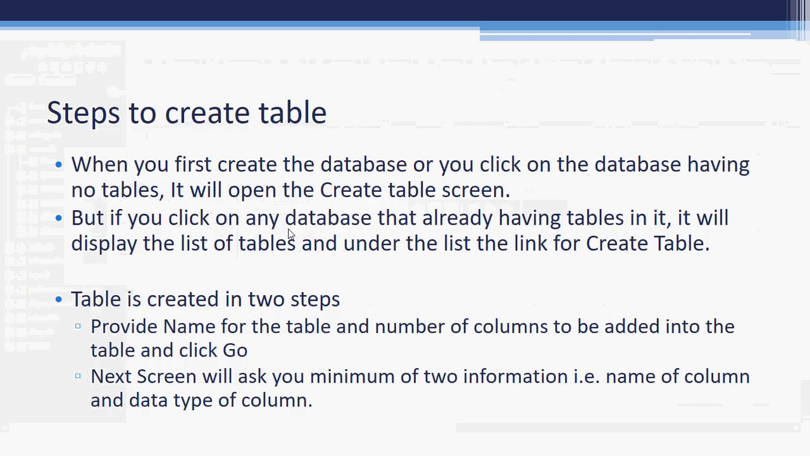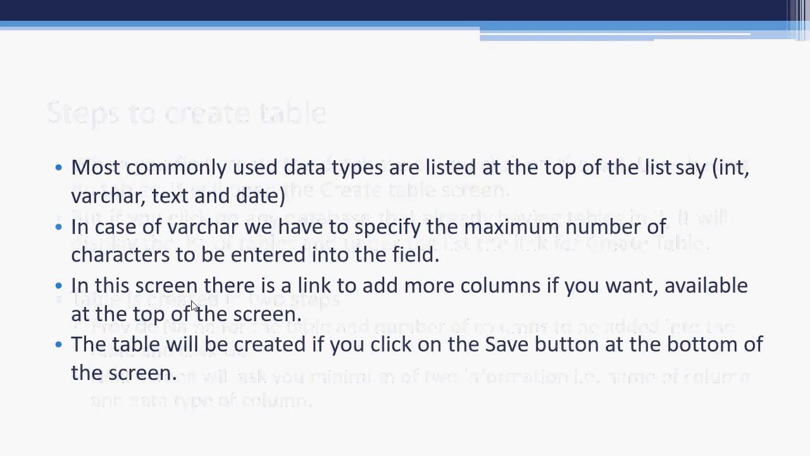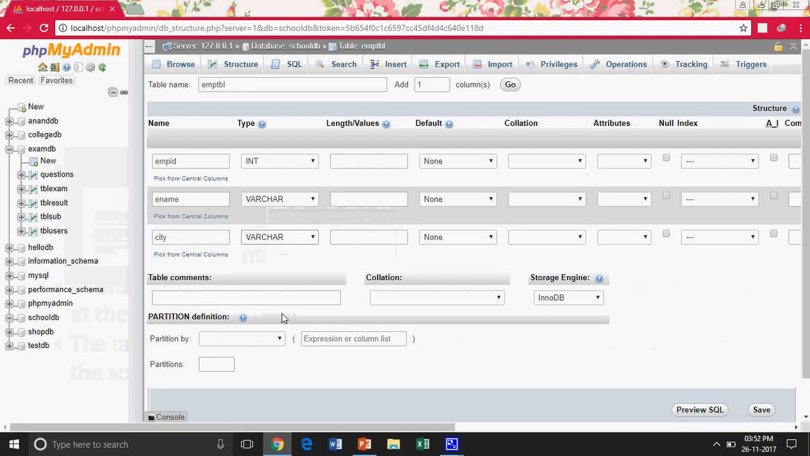One more thing you have to remember is that the most commonly used data types are listed at the top of the list, say int, varchar, text and date. In the case of varchar, we have to specify the maximum number of characters to be entered into the field. And on this screen there is a link to add one or more columns, if you want, available at the top of the screen.